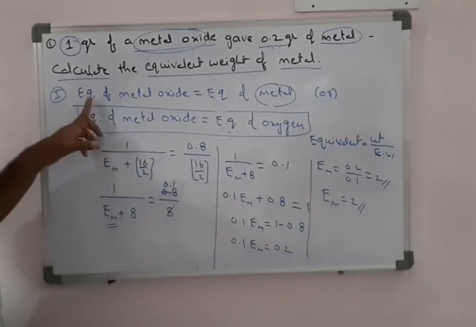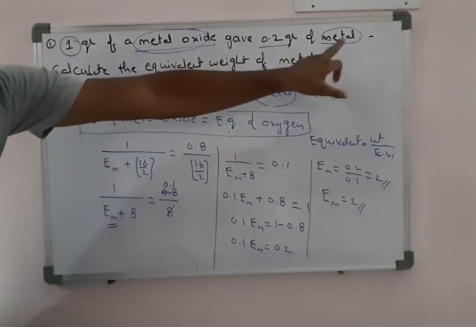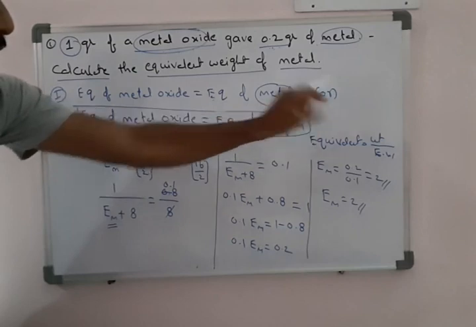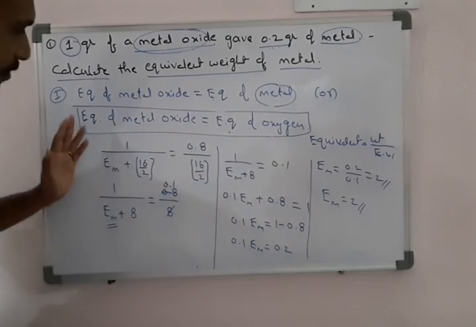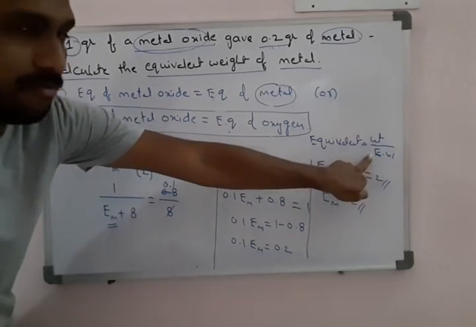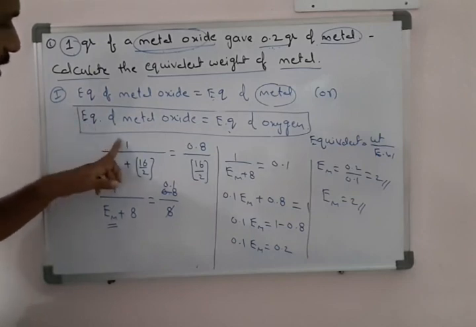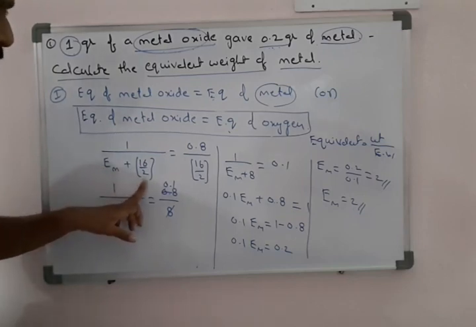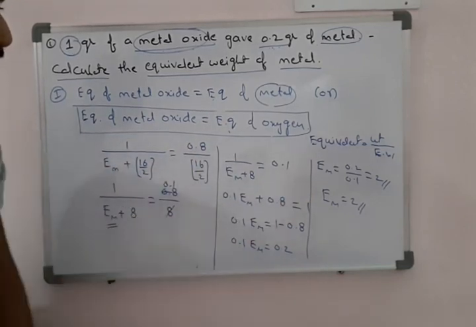Here a metal oxide is formed from metal, and it also releases oxygen. So it indicates that equivalence of metal oxide is equal to equivalence of metal, or equivalence of metal oxide is equal to equivalence of oxygen. So equivalence and equivalent weight are totally different. Equivalence means nothing but weight by equivalent weight. For the metal oxide, it is the metal equivalent weight plus oxygen, that is 16/2. The same for oxygen, and finally we get the equivalent weight of metal equal to 2.